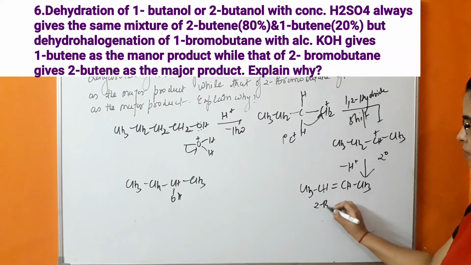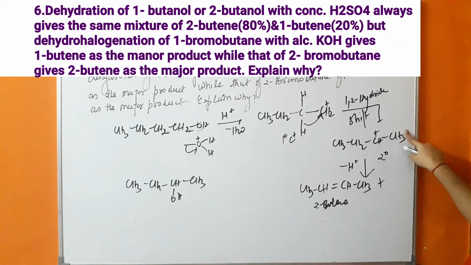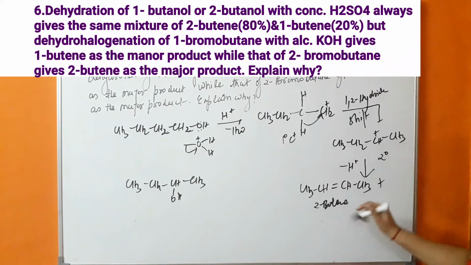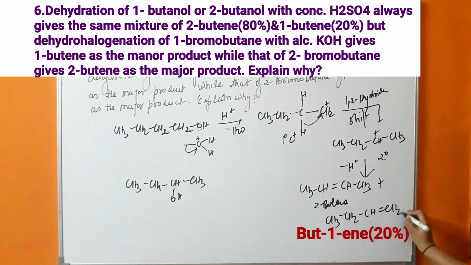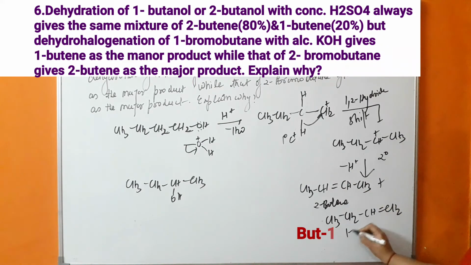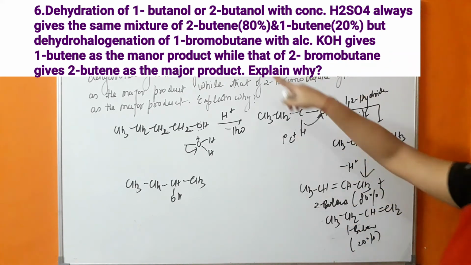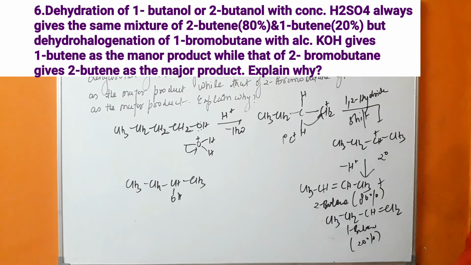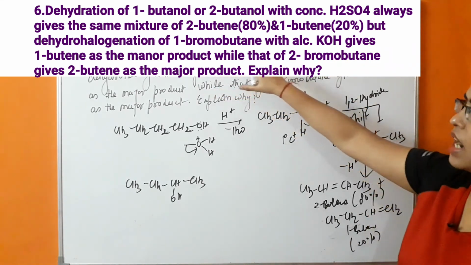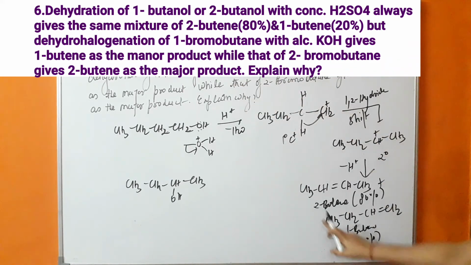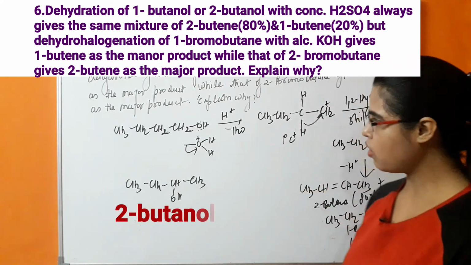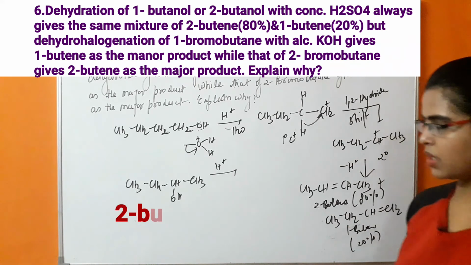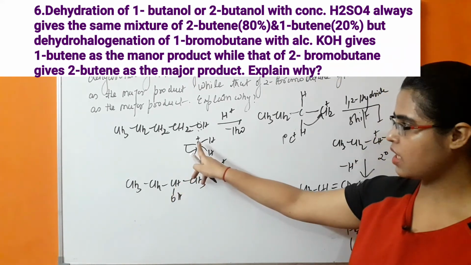This is 2-butene. The other hydrogen can also be removed, so a double bond will form on this position, due to which the second product obtained is CH2=CH-CH2-CH3. So there are two products. This is 1-butene. So in the first case it is said that 1-butanol or 2-butanol both give the same mixture and same percentage composition of 2-butene and 1-butene in the reaction mixture. So let's see what is happening in the case of 2-butanol. In the presence of H plus, first of all there will be formation of protonated alcohol.